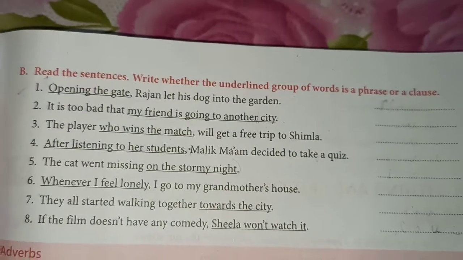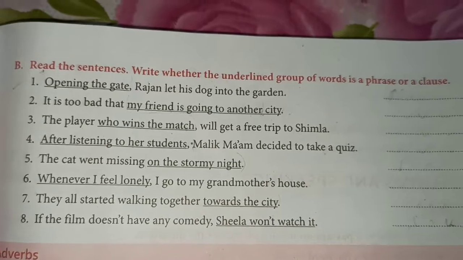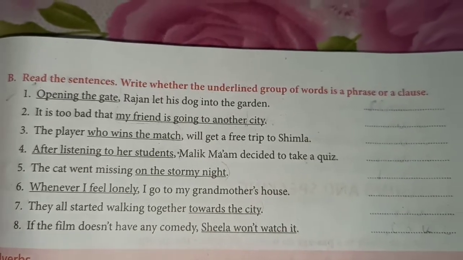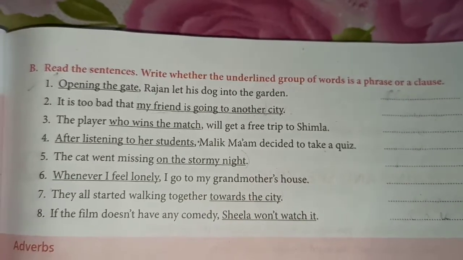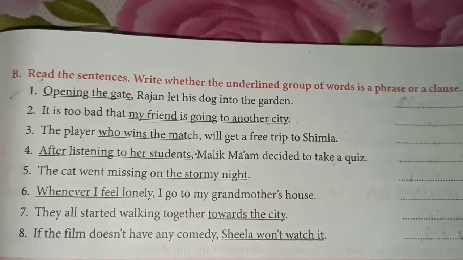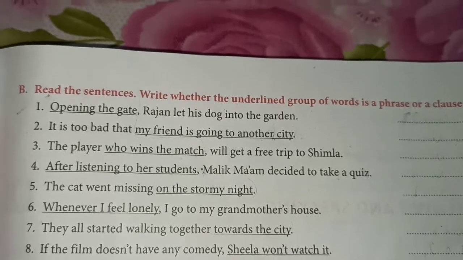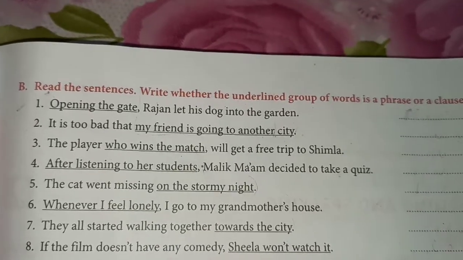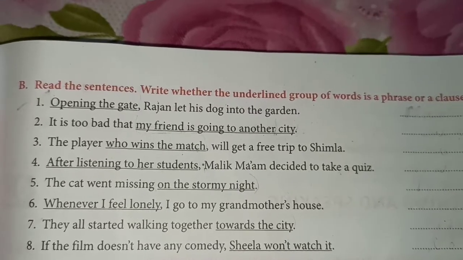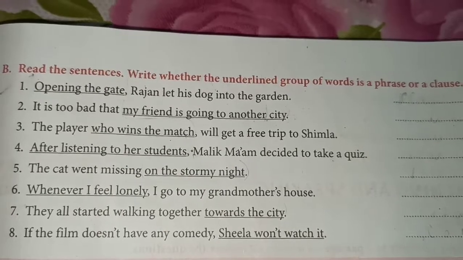I hope this exercise has helped you to understand clauses and phrases. The next exercise is exercise B, in which we have to identify whether the underlined words in the following sentences are a phrase or a clause. The number 1 is, opening the gate, Rajan let his dog into the garden. Opening the gate is a clause because it has a verb that is opening. It also has a subject that is the gate, and it also conveys some meaning.